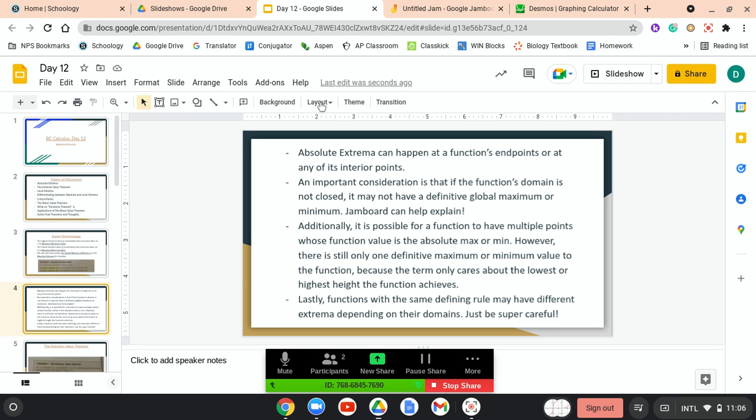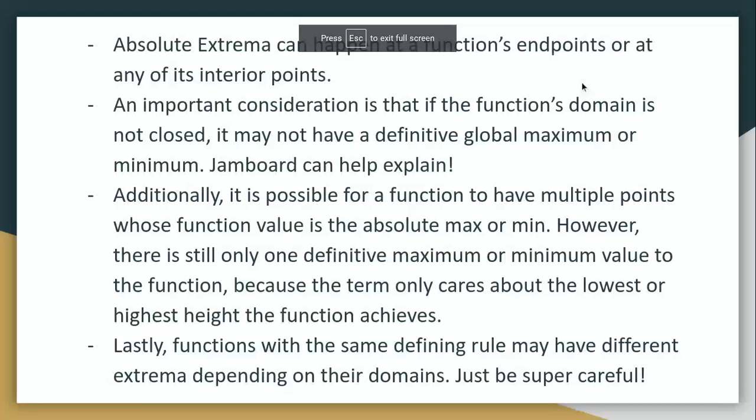Cool. So yeah, functions with the same defining rule may have different extrema depending on their domains. Just be careful. Any questions on that so far? Nah, I'm all good. A lot of that is just terminology and introducing some concepts. So it's a drag, but we're gonna get to the fun stuff later.